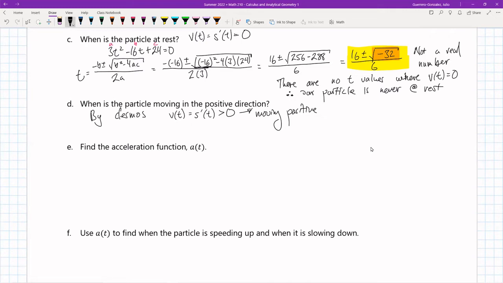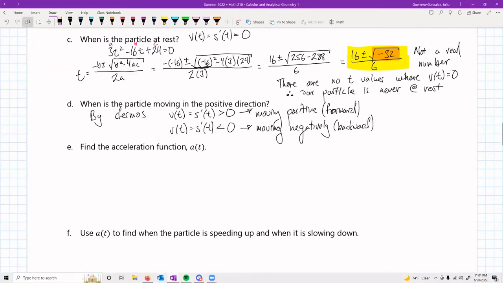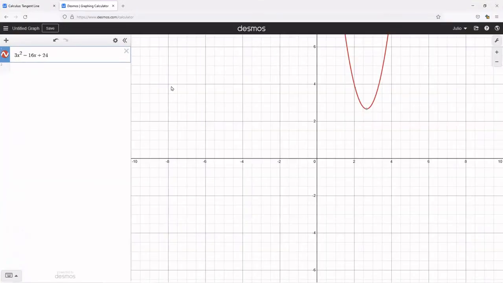Likewise, v of t being s prime of t, if this is ever less than 0, it's moving negatively. So if it's moving positive, it's moving forward, and if it's moving negatively, it's moving backward. Okay, so that means I get to go to Desmos. Let's go ahead and drag this over. Here's our velocity.